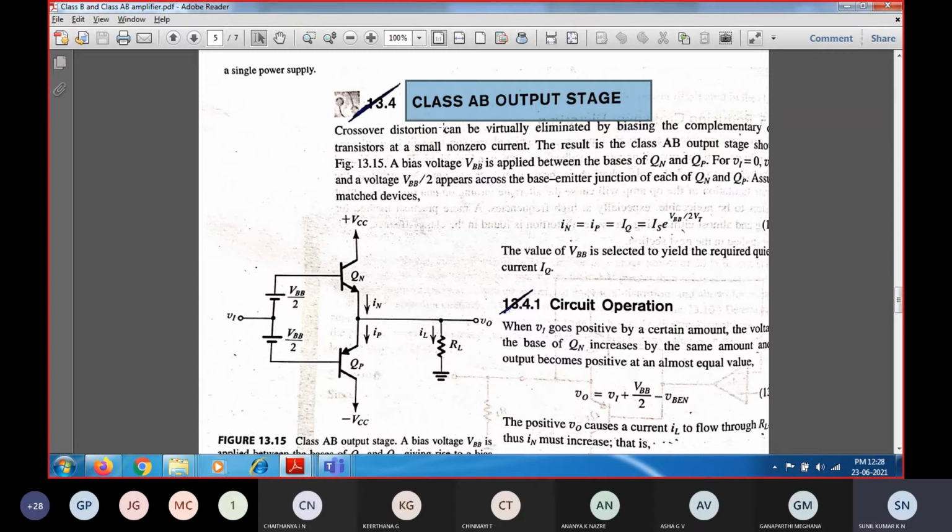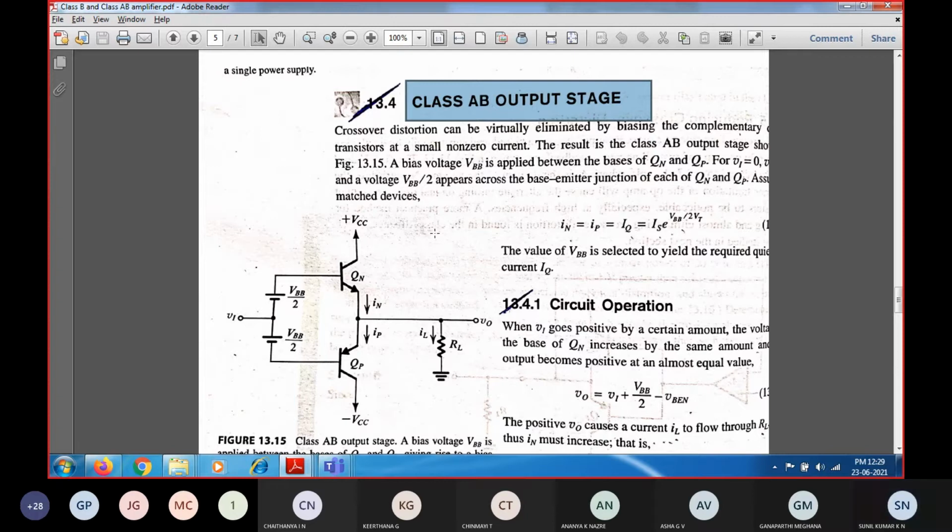How are we going to see that the output will be in between class A and class B? It will be greater than 180 degrees and less than 360 degrees. Greater than 180 degrees means greater than class B amplifier, and less than 360 means it will be less than class A amplifier. So it is called a class AB amplifier.